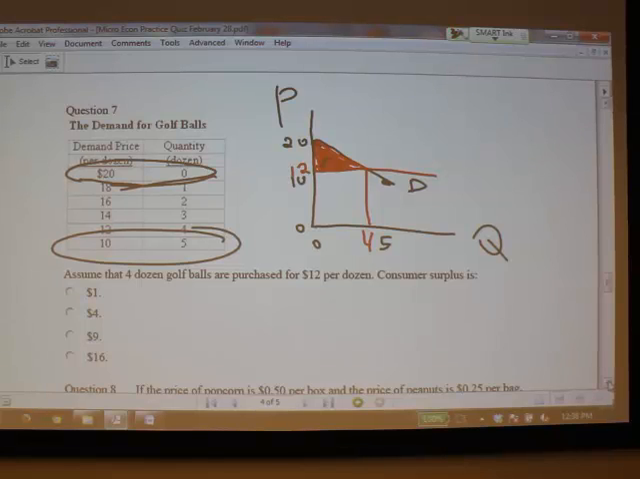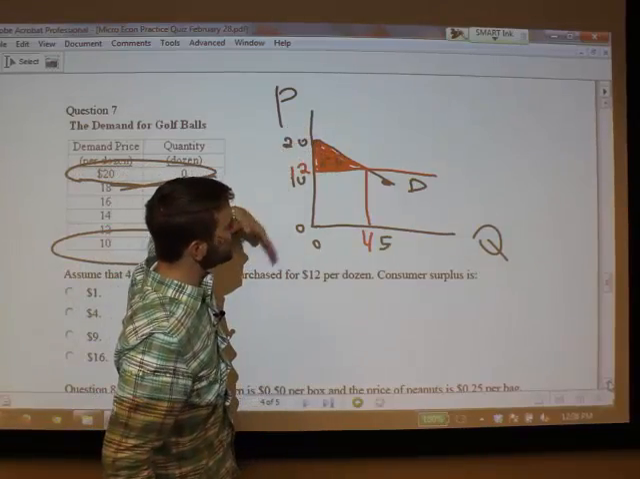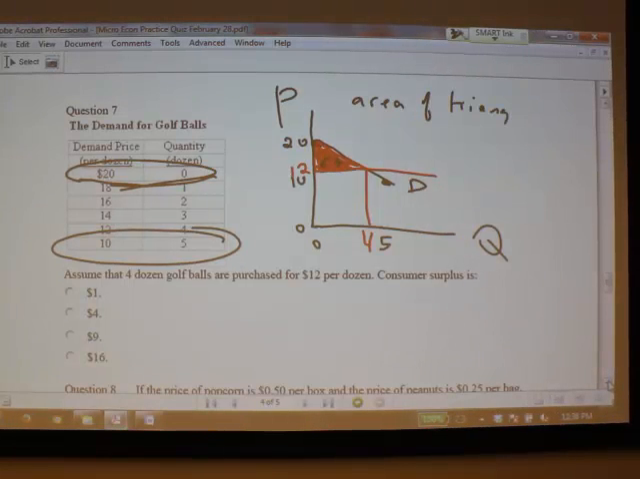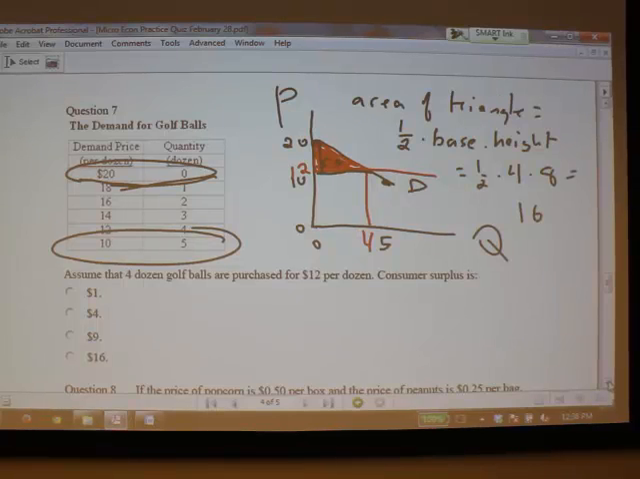Remember, this is consumer surplus, and consumer surplus is the area below the demand curve and above the price. So what is it? Well, what's the formula for the area of a triangle? Area of triangle equals 1/2 times base times height. And that equals here 1/2 times, what's the base? 4. And what's the height? 8. So that equals 16. So the answer is D.